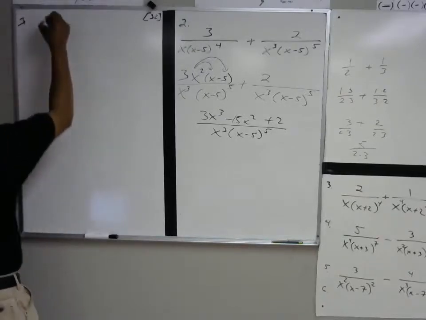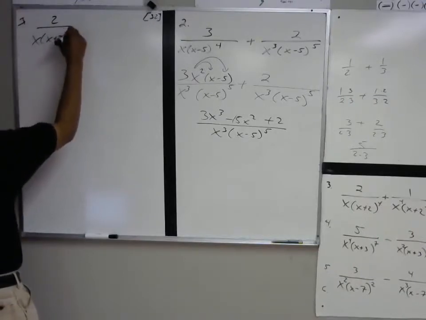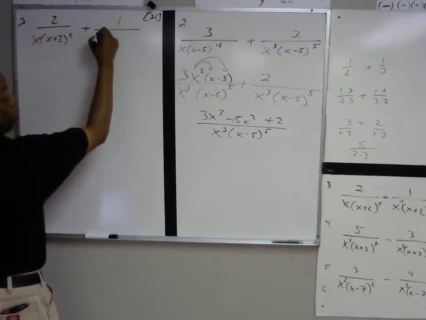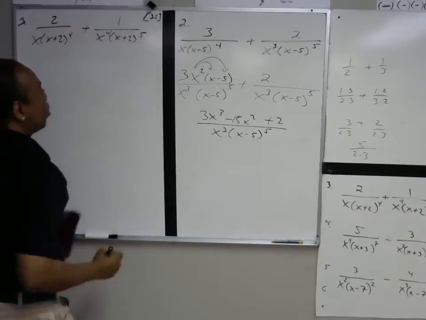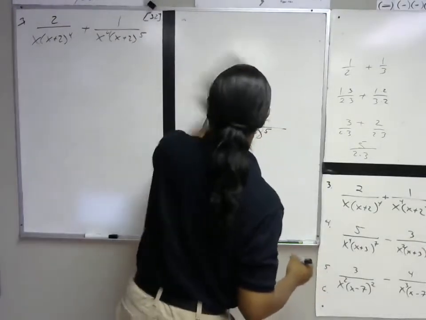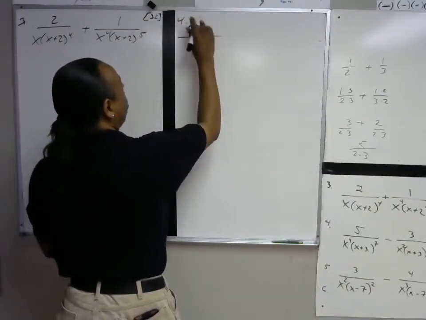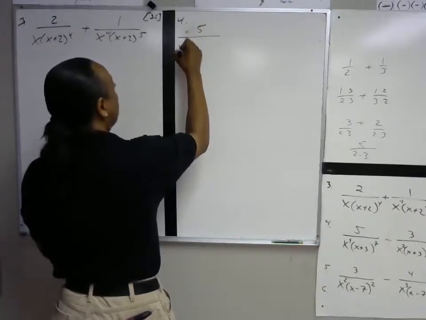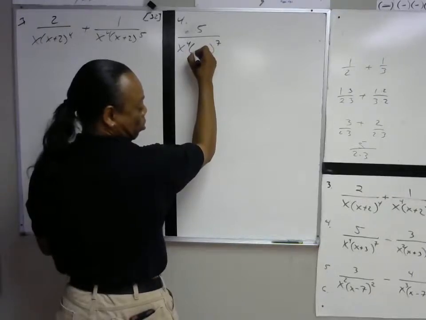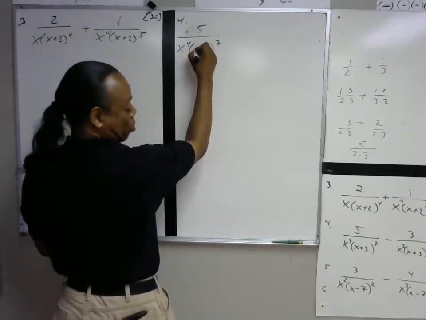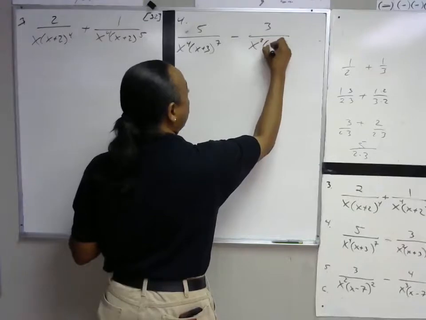Okay, let's take a look at number 3. We have 2 over x plus 2 to the fourth, plus 1 over x to the fourth, x plus 2 to the fifth power. Put number 4 up here, just to know where we're going. 5 here, x to the 4, 7. Should I look at 7? Yeah, it should be. X equals 3 minus over x squared.